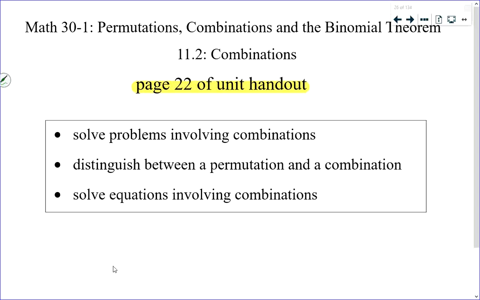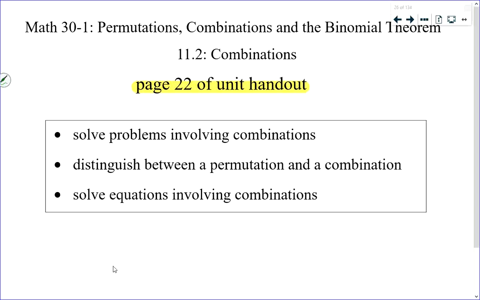And this is on page 22 of your unit handout. Before we get started here, the one piece of advice I would give you is with combinations, don't overthink things. It's very easy to look at a problem and go, wow, that's pretty complicated. You want to try to keep your thought process simple.